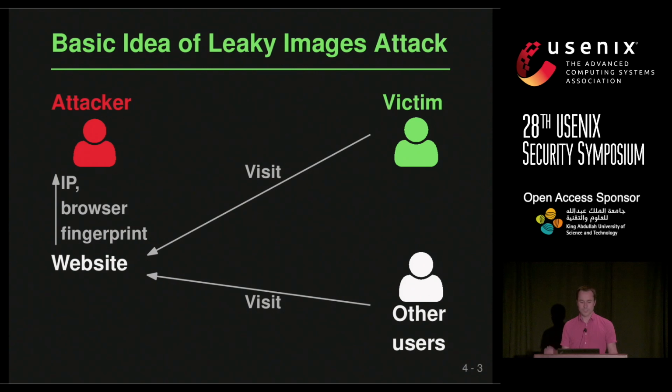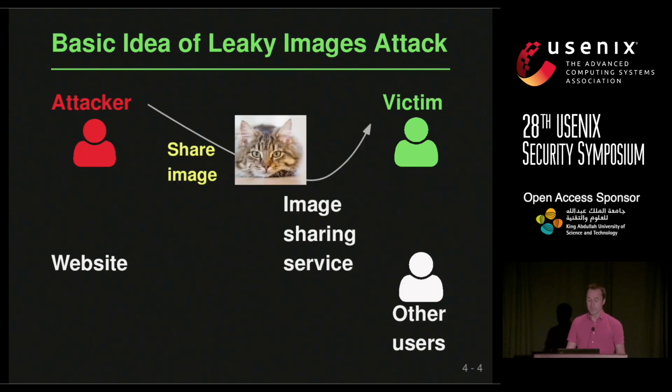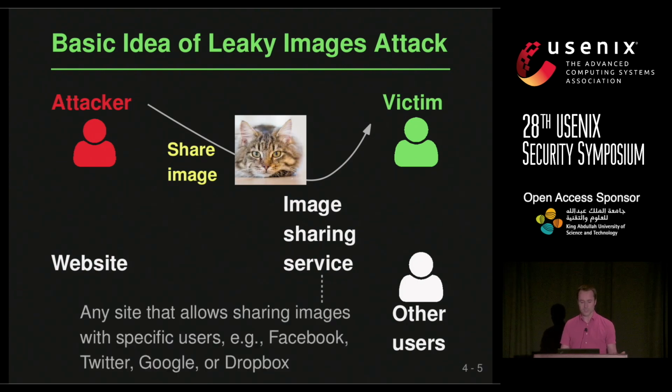So what we're doing here, instead of just using the IP and browser fingerprints, is to use an image sharing service. Image sharing service sounds like a fancy term, but essentially what I mean by this is any website that allows you to share images with specific users. And if you think about it, there are many such websites, including Facebook, Twitter, Google, Dropbox, and many others, where you can somehow upload an image and then say, I'm sharing this image with this specific user, and user typically means a username or an email address.